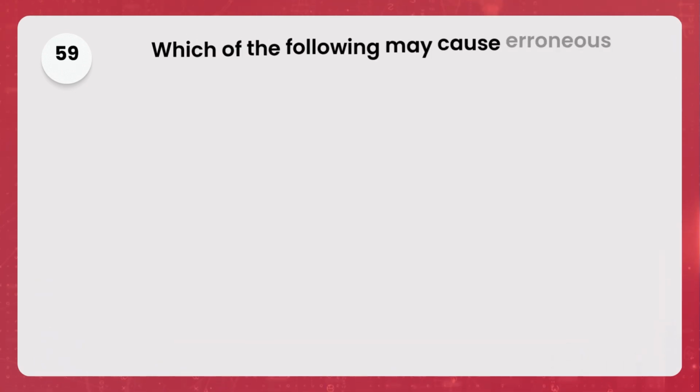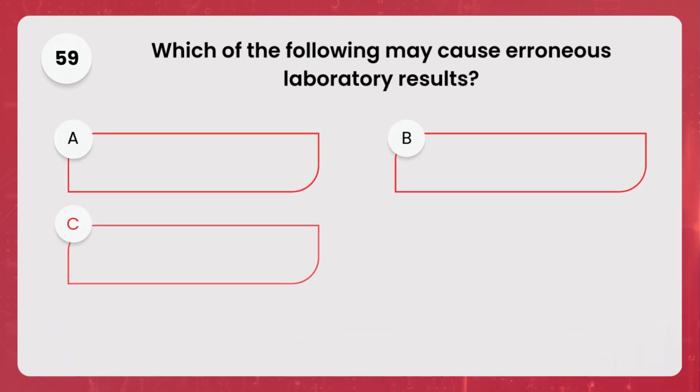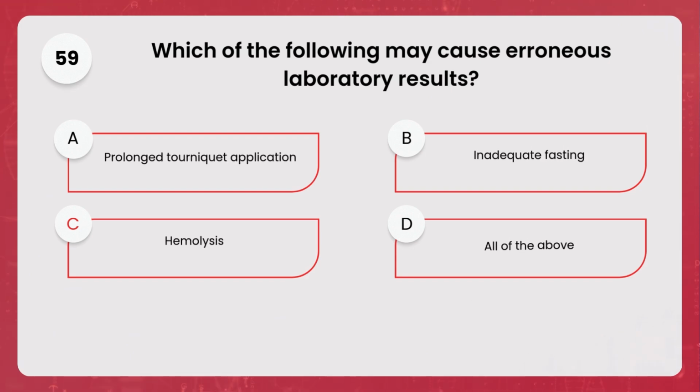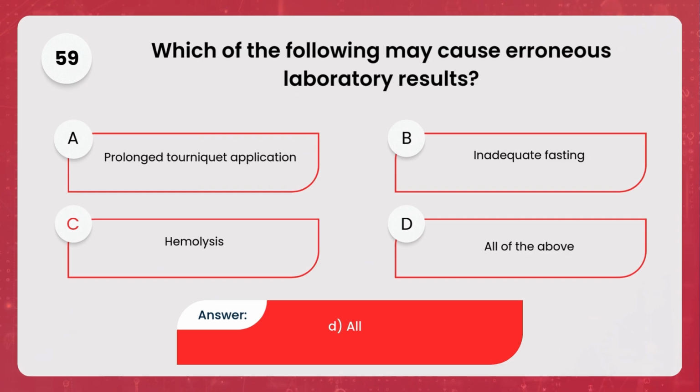Number 59. Which of the following may cause erroneous laboratory results? A, prolonged tourniquet application. B, inadequate fasting. C, hemolysis. Or D, all of the above. The answer is D, all of the above.